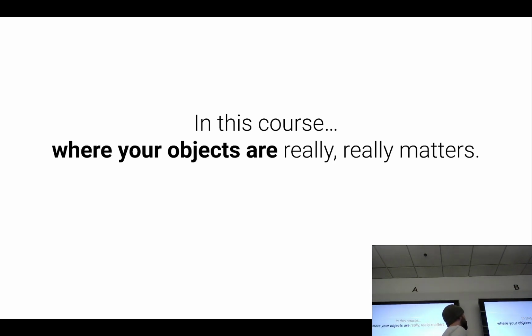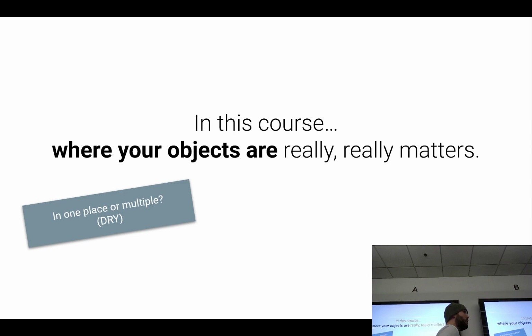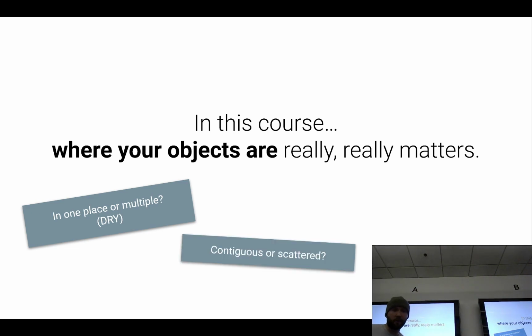In this course, where your objects are is going to matter. You're going to need to think pretty actively about this, or you could get into trouble. You could introduce bugs in a subtle way that you don't expect. And you're going to want to do this for a few different reasons. Are my objects in one place, or are they actually in multiple? Am I accidentally making copies of my objects when I shouldn't? That's going to cause all sorts of trouble if you do.